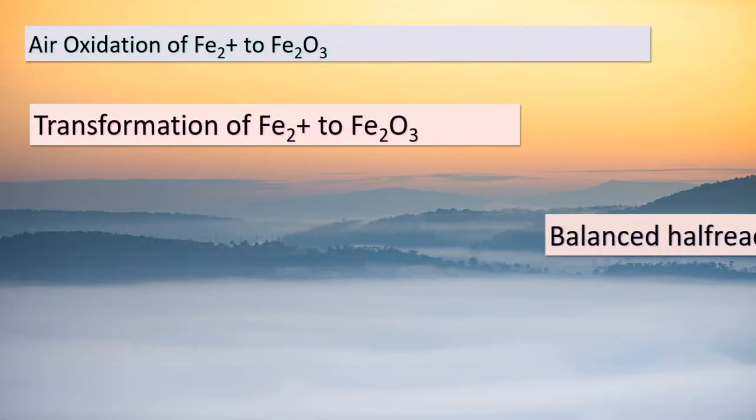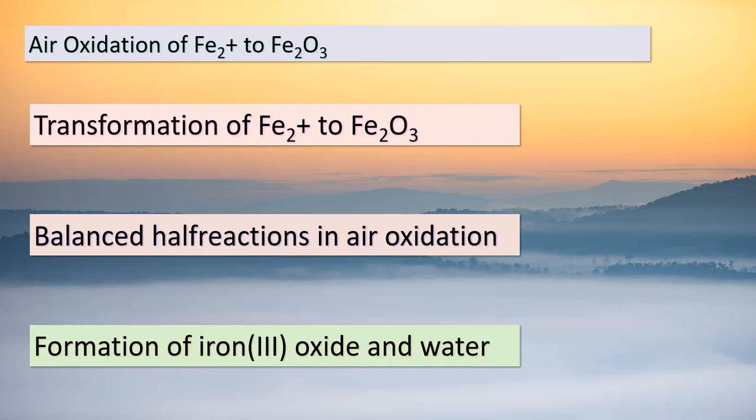Hello again, students. Let's continue our journey by exploring the air oxidation of Fe2+ to form Fe2O3, which is commonly known as rust. This transformation involves some captivating chemistry. As Fe2+ ions react with oxygen from the air, they undergo oxidation, resulting in the formation of iron oxide, Fe2O3, and water. To fully grasp this process, we break it down into balanced half reactions.